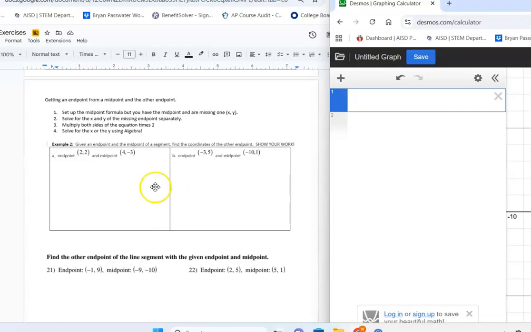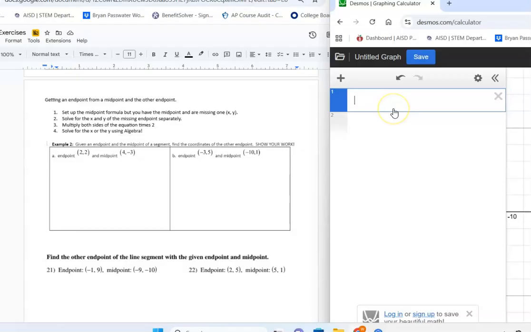Let me show you how to do my examples here, and I'm going to follow the process I wrote up here. Set up the midpoint formula, but you have the midpoint and are missing one coordinate. Solve for x and y of the missing endpoint separately. Let me show you what that means.